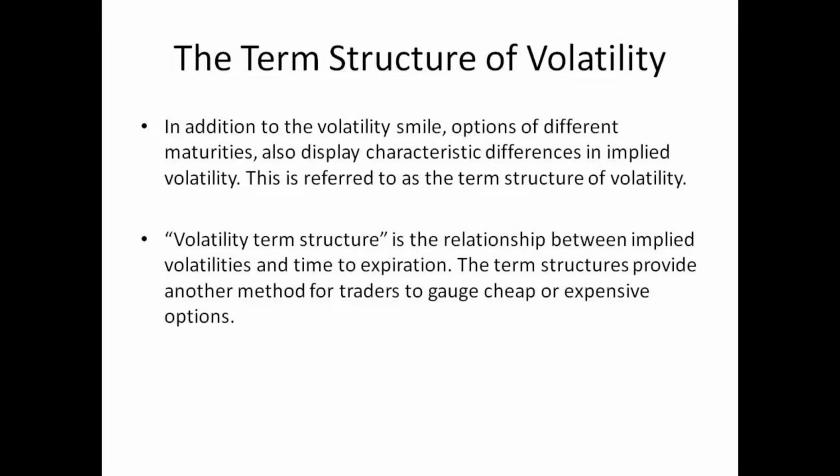So if you were to plot all of the different options out there, we'll say 1 month options, 2 month options, 3 month options, all the way out to 12-month options, all with the same strike price and the same underlying, and we just plotted the volatility, you would see that each of these is trading at a different implied volatility.